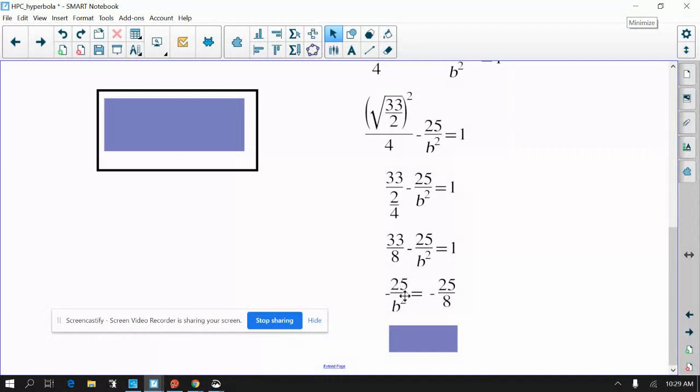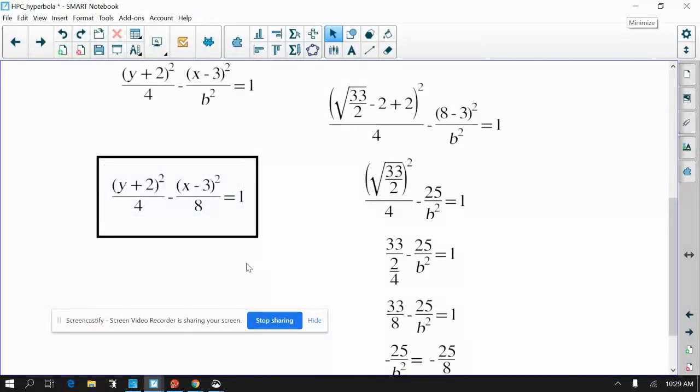I got negative 25 over b squared equals negative 25 over 8. Doesn't that mean b squared has to be 8? It absolutely does. B squared is 8. So I replaced b squared with 8, and I've got an equation. And that's exactly what I wanted to find.